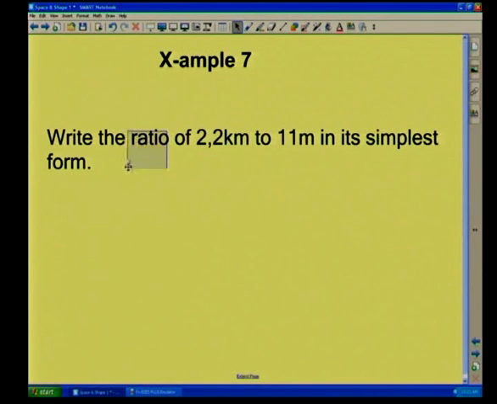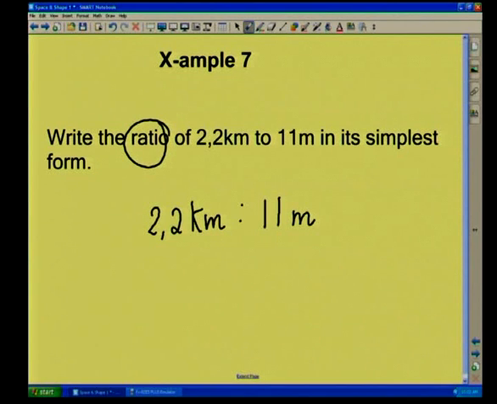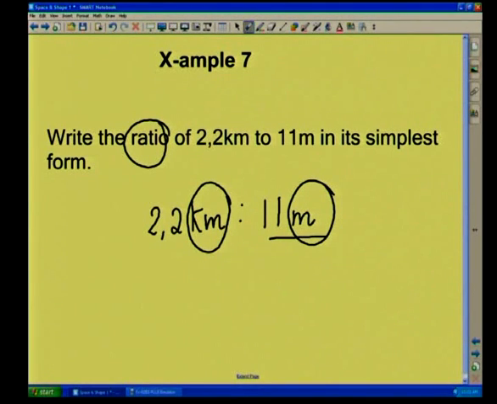Now remember, ratio, let's have a pen rather, is when I've got a number, for example 2,2 kilometers, with a colon to another value, and in this case it is 11 meters. Now before I can actually even simplify it, I need to make sure that they have got the same units. You can see that this one's kilometers and that one's meters, so you need to have the same units.